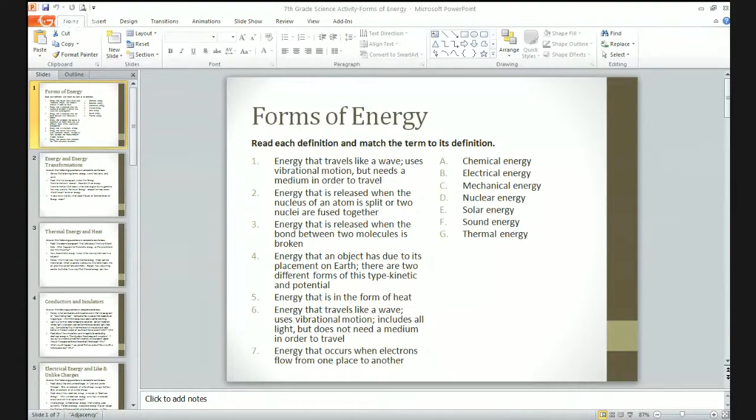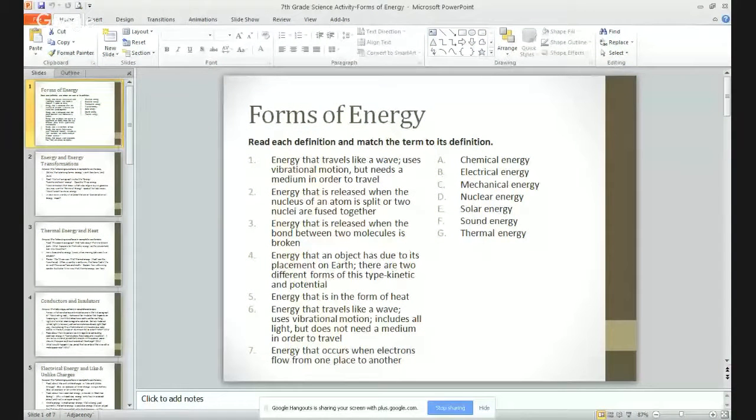Alrighty, good morning, guys. We're going to start off with the forms of energy questions, so go ahead and find those for me. I've got the questions up here, and then we'll go over the answers, so make sure that if you get something wrong, go ahead and change it because I will give you credit for making changes to your answer sheets.